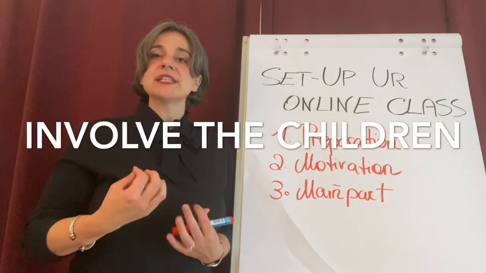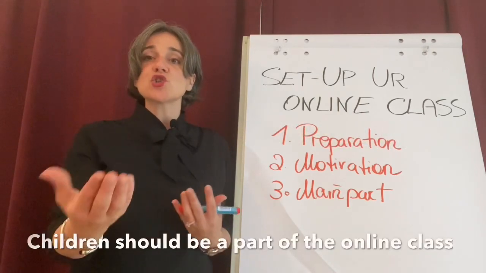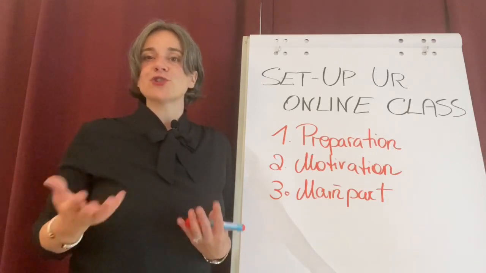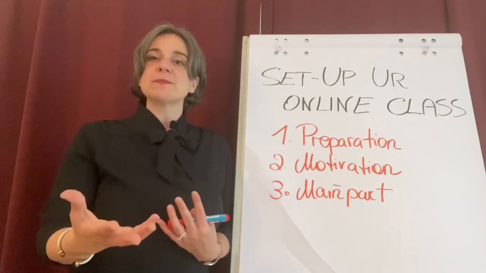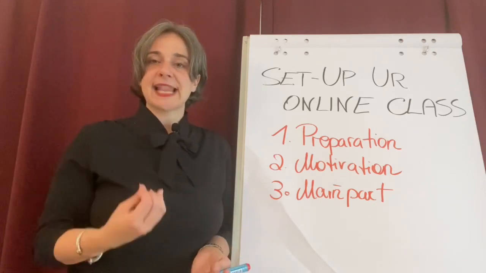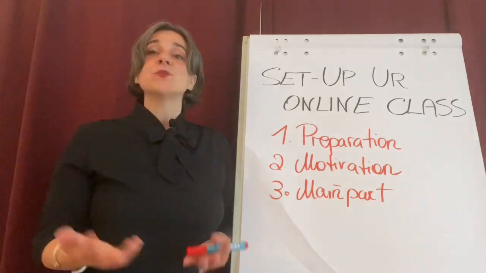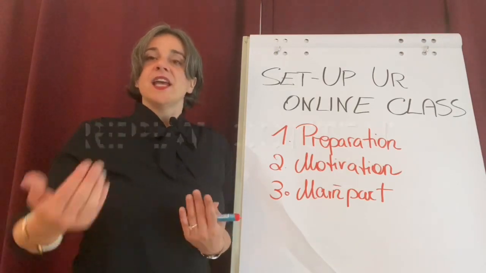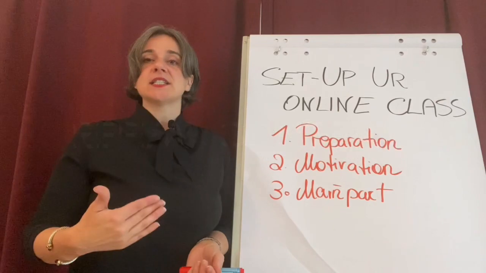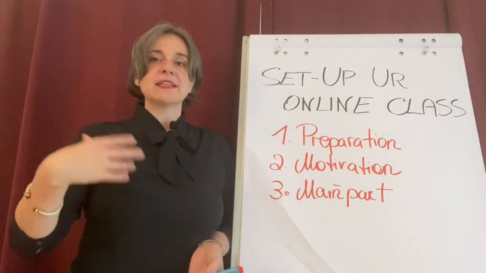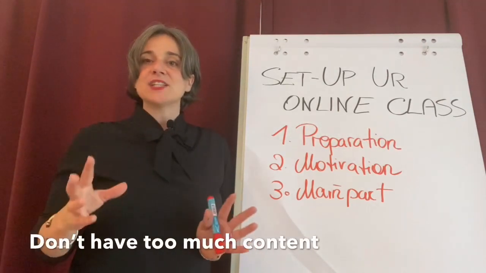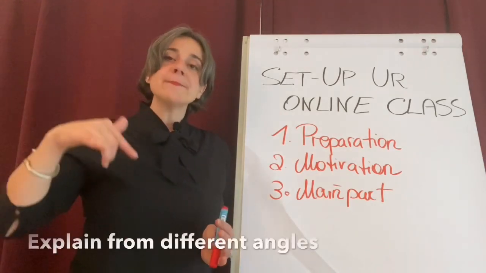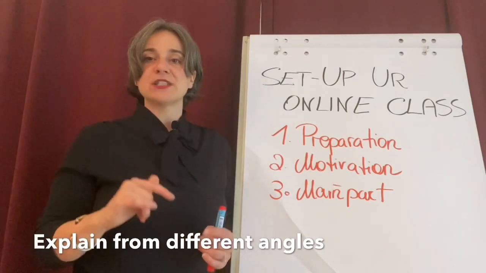Secondly, it's also important that you involve the children. Children should be a part of the online class. If it's not the ready-made video, then of course you can't. But whenever you can, involve them so that they are becoming a part, that they can tell something and they become active. Whenever we become active, it's easier for us to remember content. And it's also important that you repeat the content. It sounds really crazy to just repeat and repeat and repeat, but see that you do not have too much content, but that you really repeat it a lot from different angles. Always come from different angles.